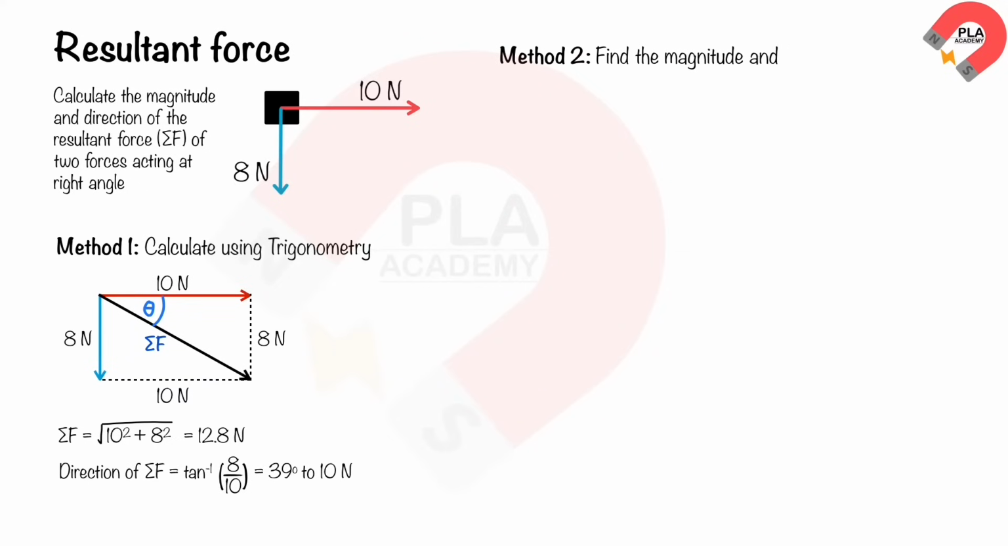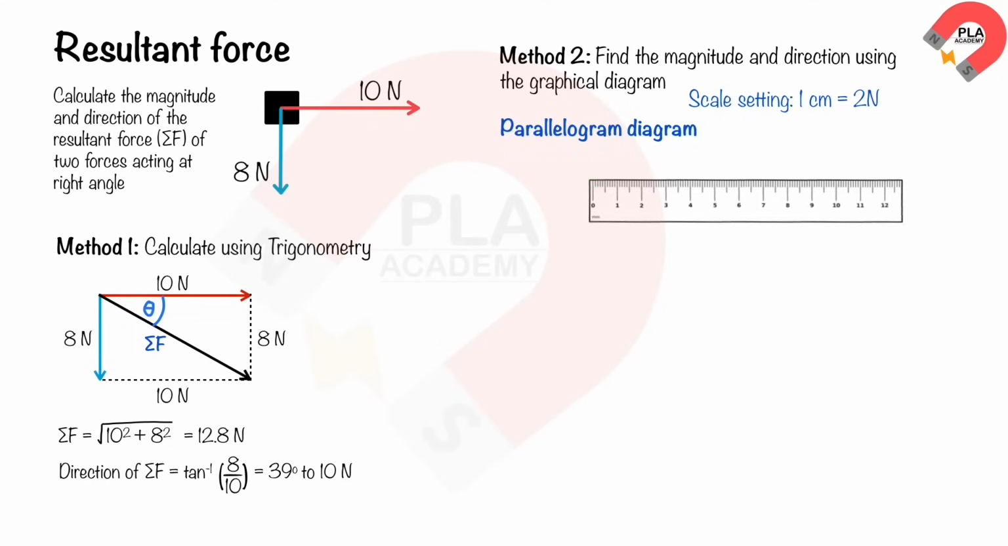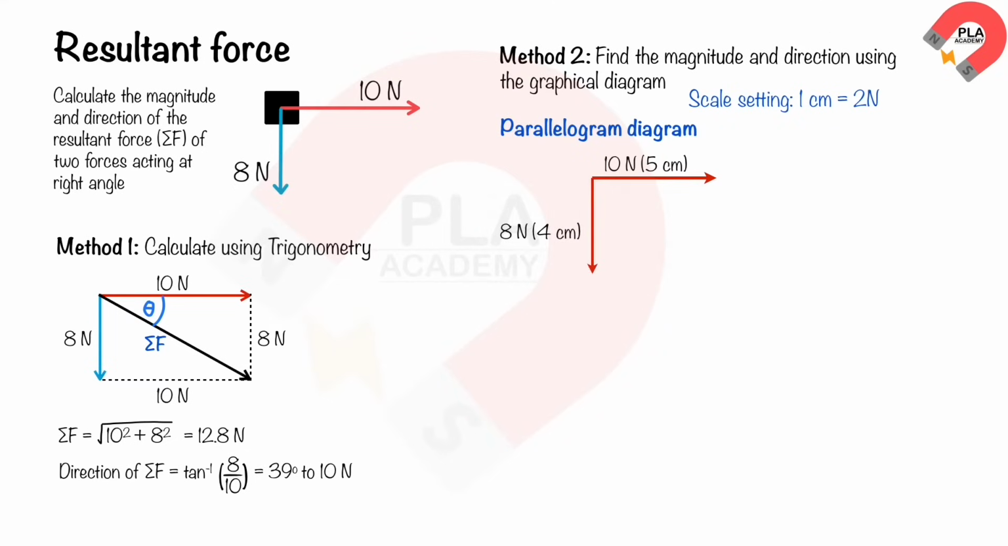Second method: find the resultant force using the graphical diagram. Set the scale 1 cm to 2 newtons. Parallelogram diagram. Draw the force of 10 newtons for 5 centimeters. Measure the angle at the tail of the 10 newtons force using a protractor as 90 degrees. Link the tail of the 8 newtons force to the tail of the 10 newtons force. Draw a force of 8 newtons for 4 centimeters.